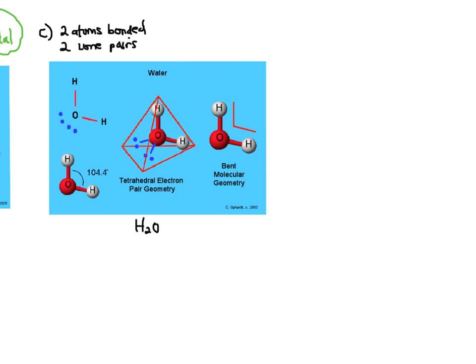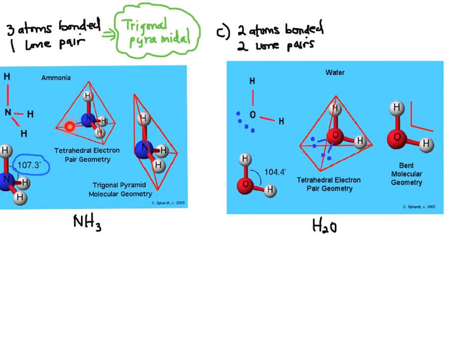And again, because now you have, instead of 1 lone pair pushing on these bonds, you now have 2, and that's going to push these bonds a little closer to each other than they were pushed over here. So you're going to get a bond angle of about 104 degrees. And you'll notice that your molecule is a bent molecule. In this case, it's bent with about a 104 degree bond angle.